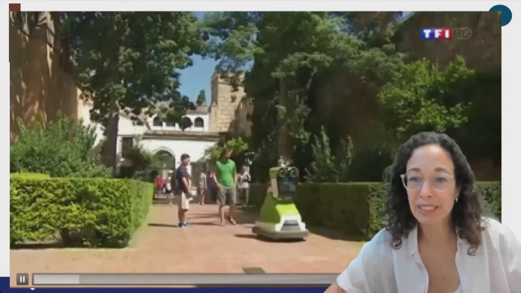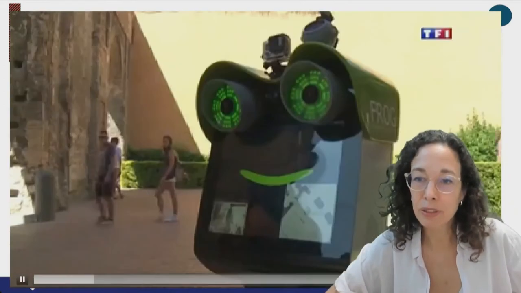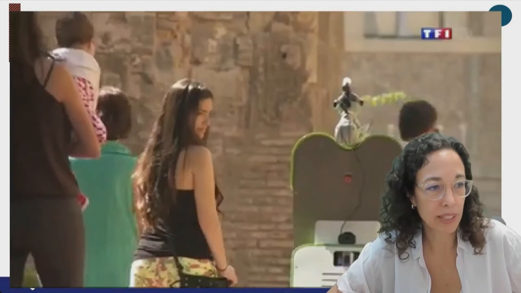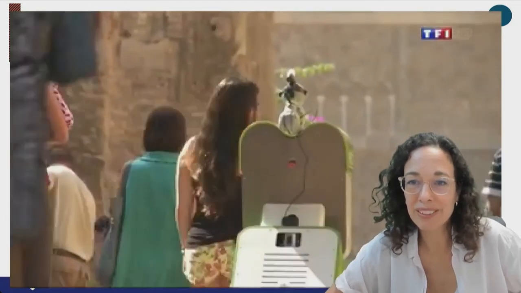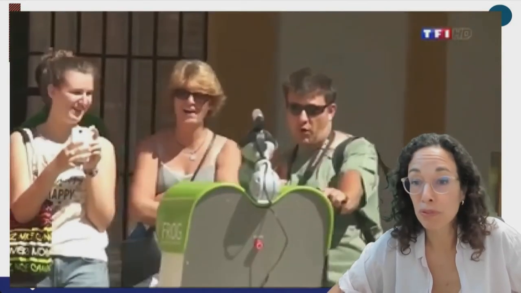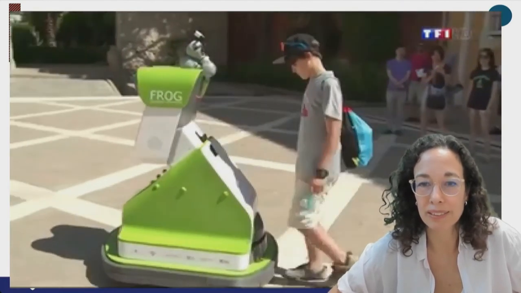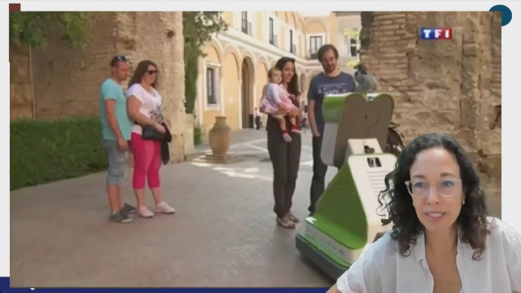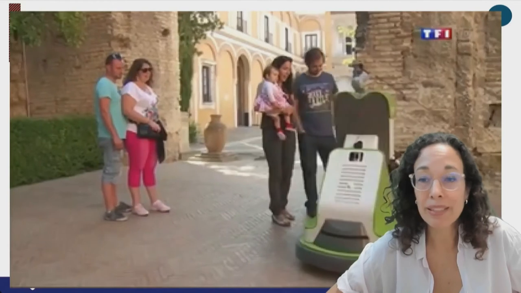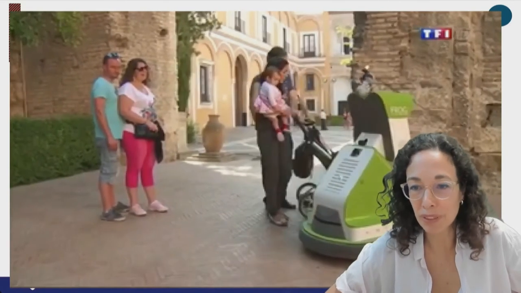This is a French TV station that did a news item on the robot that we developed. I think this was around the early 2000s. We developed a robot frog, a fun robotic outdoor guide. And this is in the Royal Alcázar in Sevilla in Spain. And there were many technological challenges to this robot that made it interesting.